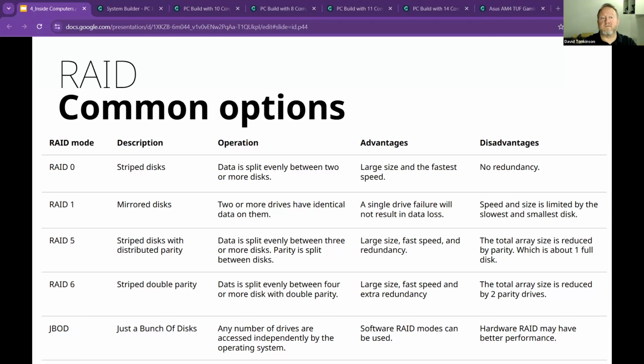So it's 2 or more drives, and a single drive can fail with no data loss. But your total size is reduced by essentially the last disk on the end. So if I've got 5 disks in my RAID 5 array, essentially I've got the size of 4 disks, and then one area of that is used for the parity.